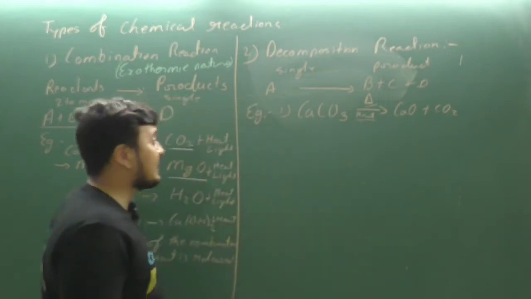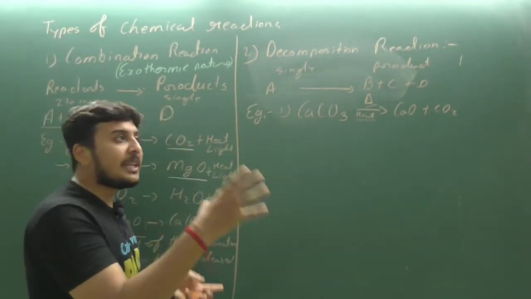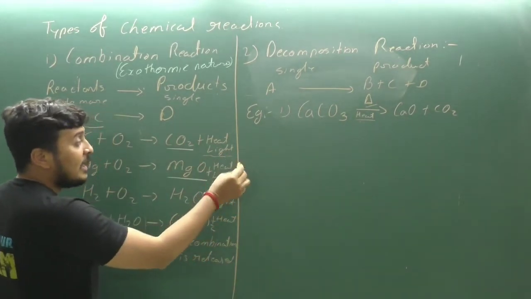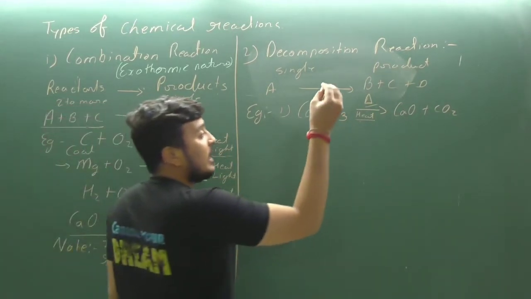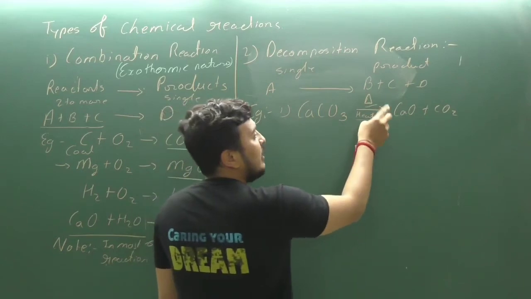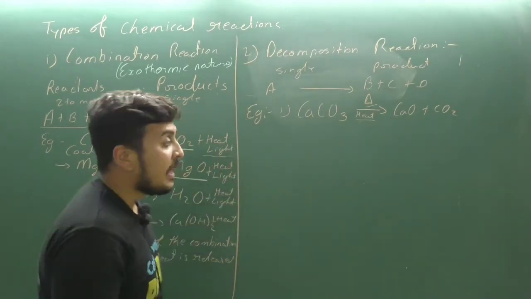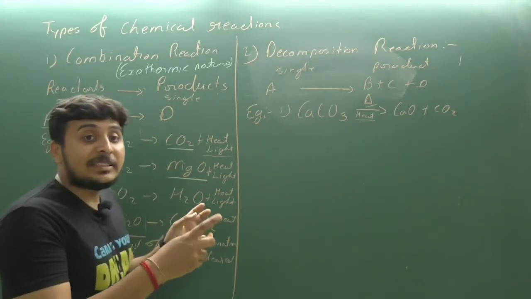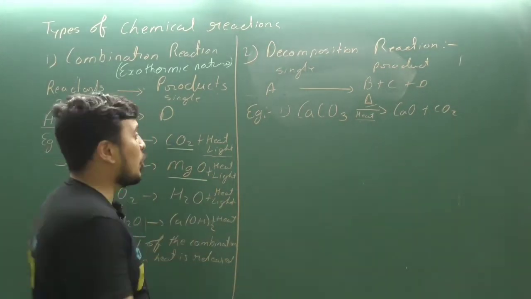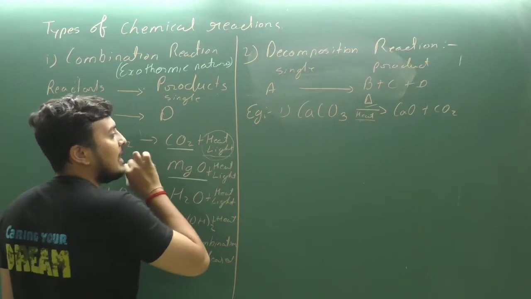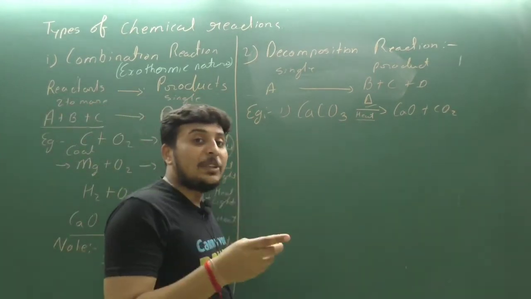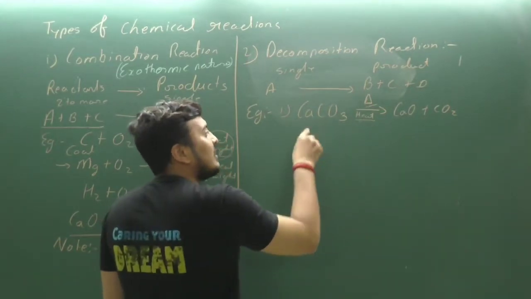If heat is released during the reaction, then it is written at the last with the product side. But if heat is given to the reactant, then it is written above or below the arrow. Here heat is supplied, so we need to supply energy to break down this reactant.